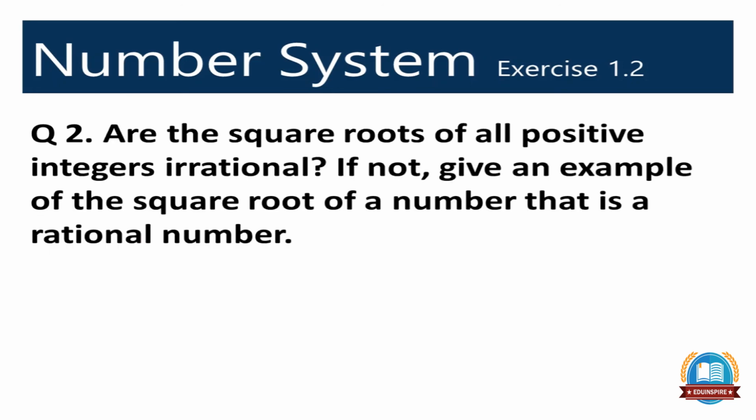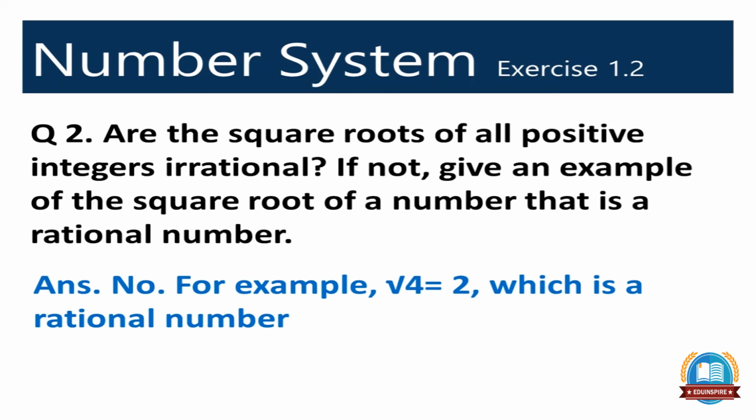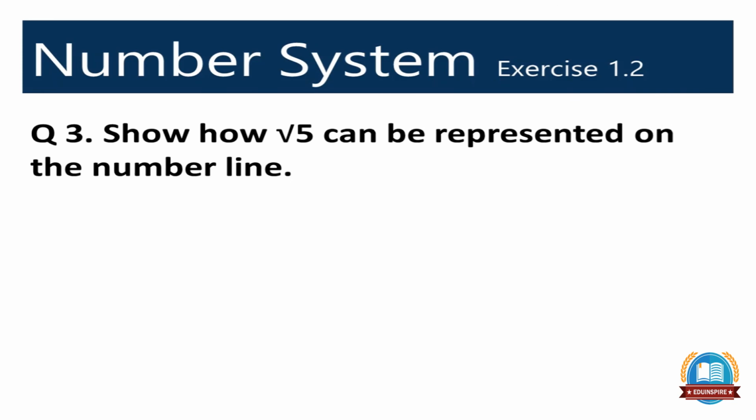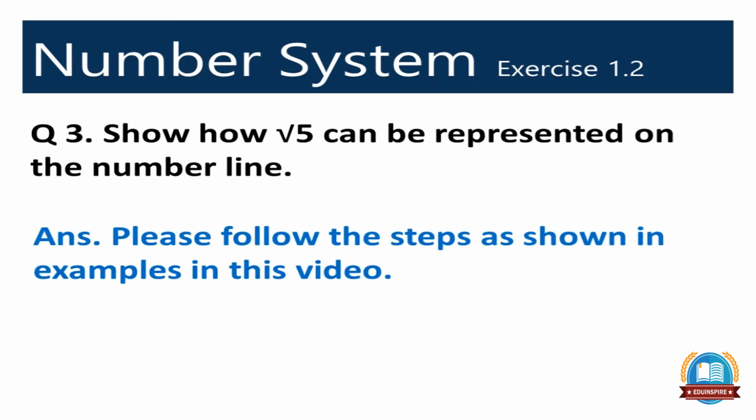Question 2 is, are the square root of all positive integers irrational? If not, give an example of the square root of a natural number that is a rational number. The answer is no. For example, root 4 is equal to 2, which is a rational number. Question 3 is, show how root 5 can be represented on the number line. Please follow the steps as shown in examples in this video.